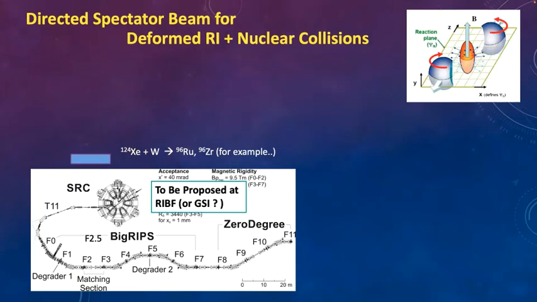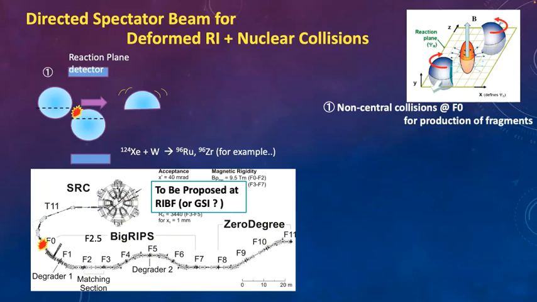So back to this story. I call it a directed spectator beam because it's a spectator. And the idea is, okay, we have a heavy ion. First, we make a collision. And let's say we have xenon and a tungsten target or whatever, and we make the spectator. This is the first step.